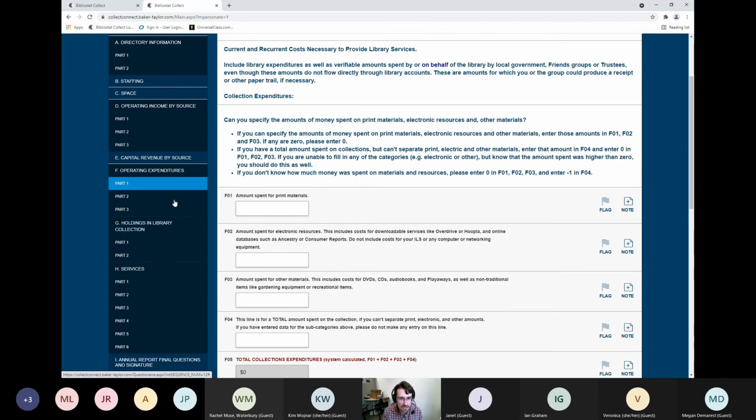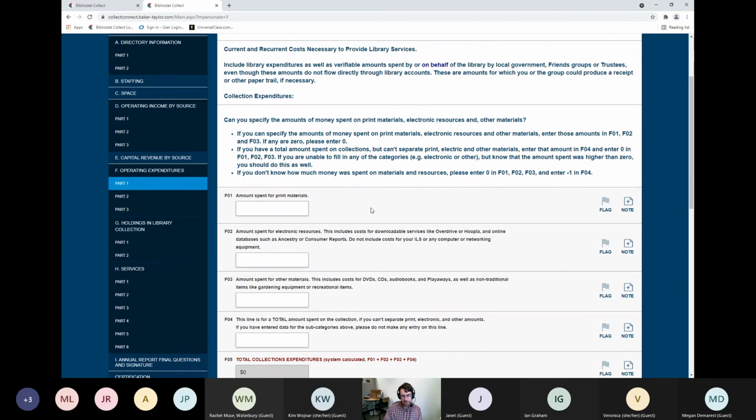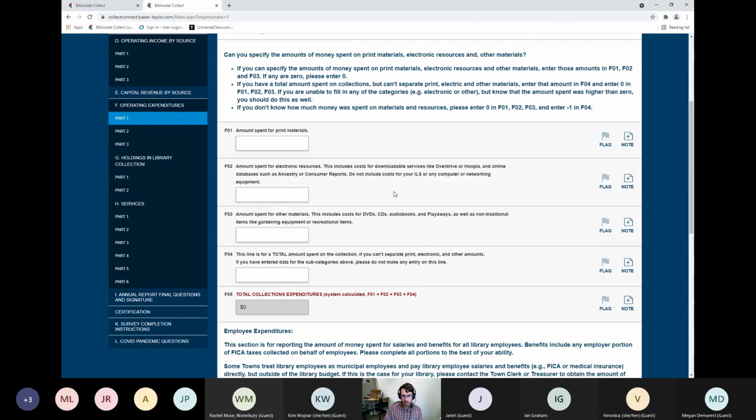This is the last of the financial sections. This is expenditures. So we already asked you how much came into the building, and now we're asking how much went out. So the first two big ones are collection expenditures. So these are broken into the amount that the library spent on print materials, the amount that you spent on electronic resources.